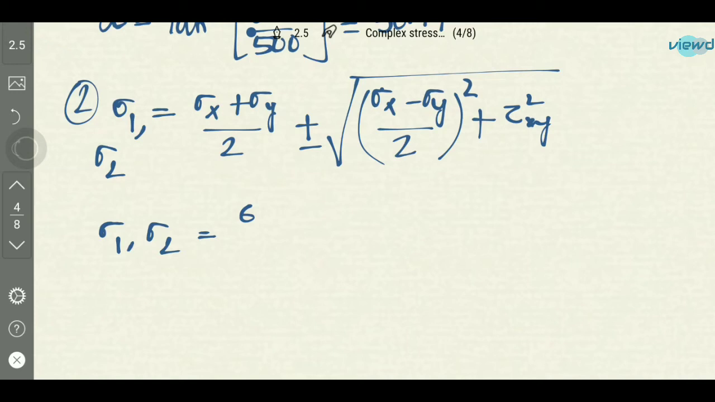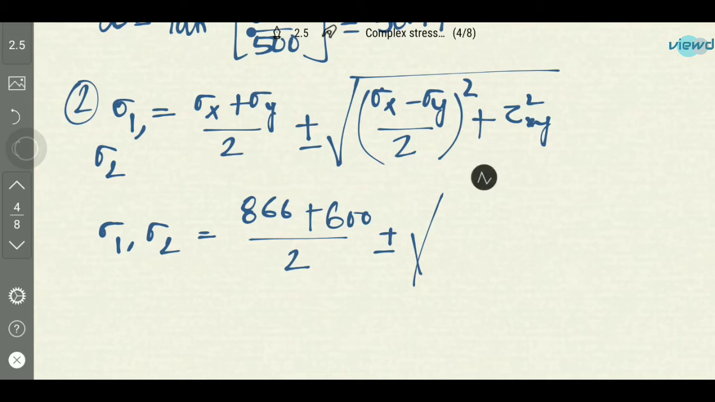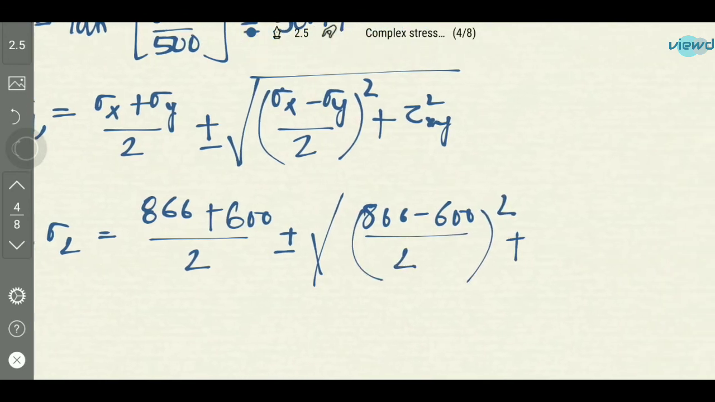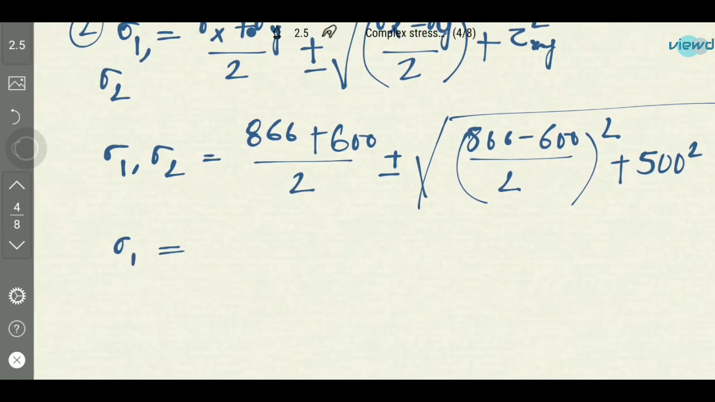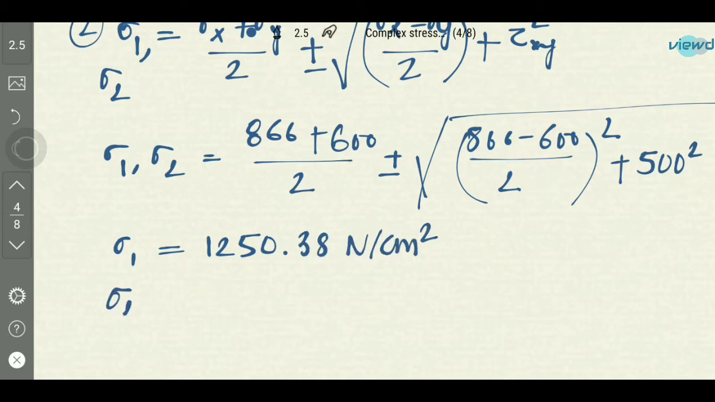the value of sigma x is 866 plus sigma y is 600 divided by 2 plus or minus under root of sigma x is 866 minus 600 divided by 2 whole square plus the shear stress acting is 500 Newton per centimeter square. If we solve this, considering plus, sigma 1 will be 1250.38 Newton per centimeter square, and sigma 2 will be 215.62 Newton per centimeter square. These are the principal stresses.